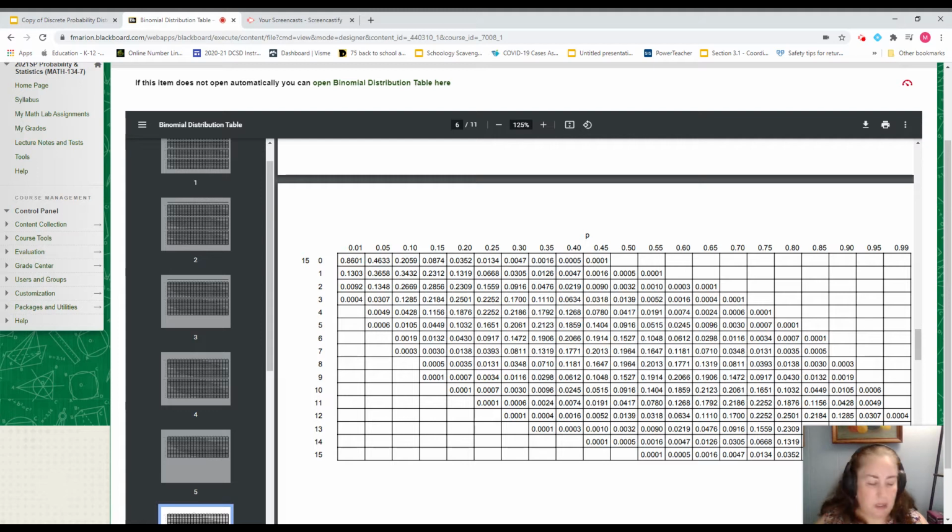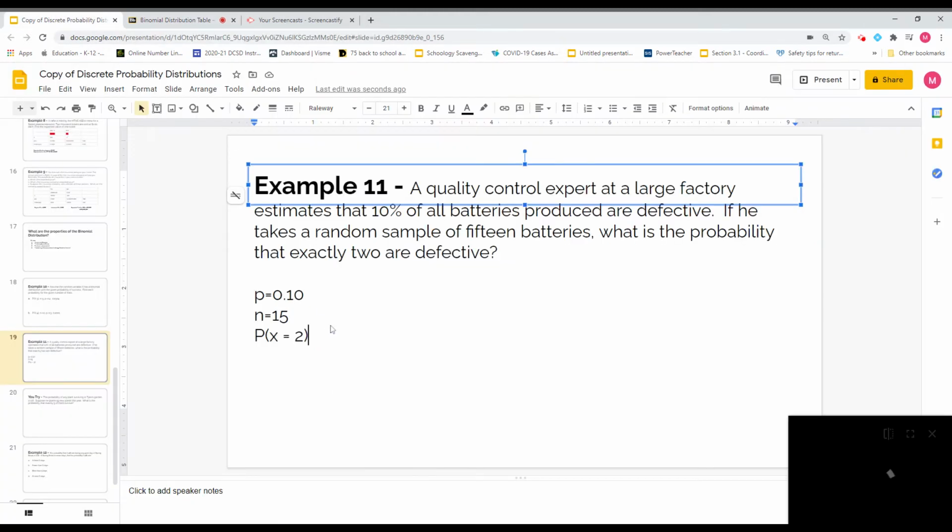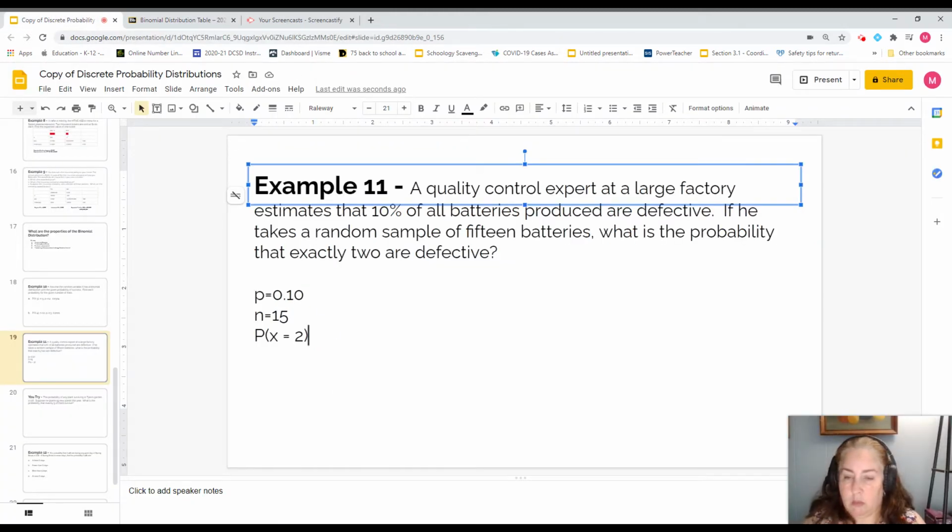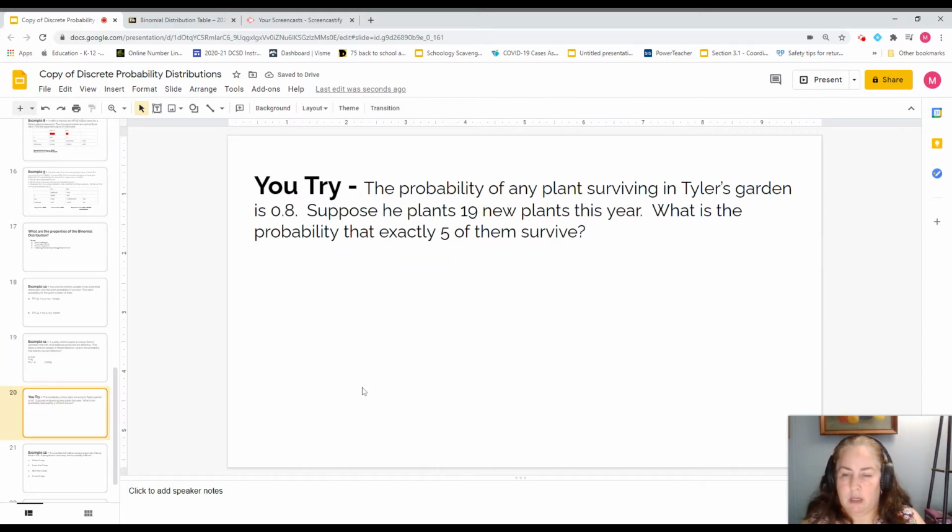All right. So here's 15. And we know P is 0.10. So P is 0.10 is right here. And we want to know the probability of exactly 2. So I'm going to look for 2. And it's going to be this value. Again, N is 15, my p-value is 0.10, and my X is equal to 2. So my answer is 0.2669. And that would be my answer. And I'm done.